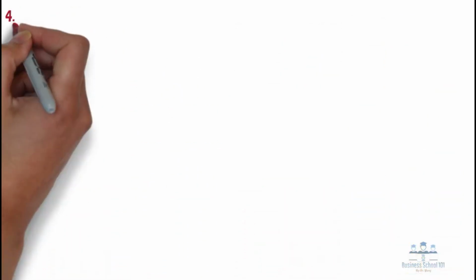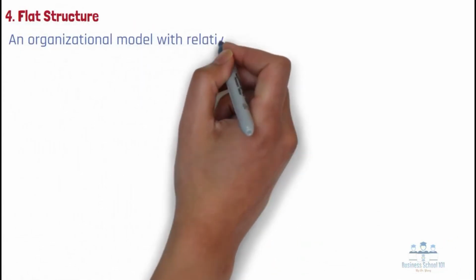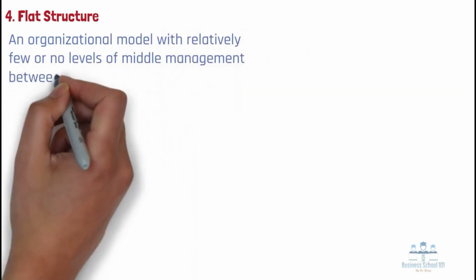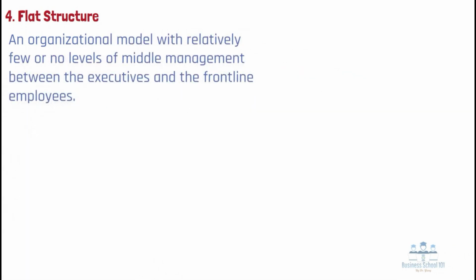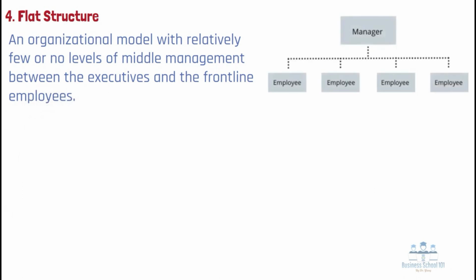Type 4. Flat structure. Flat organizational structure is an organizational model with relatively few or no levels of middle management between the executives and the frontline employees. Its goal is to have as little hierarchy as possible.